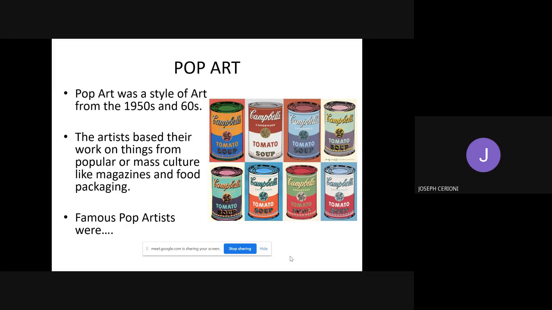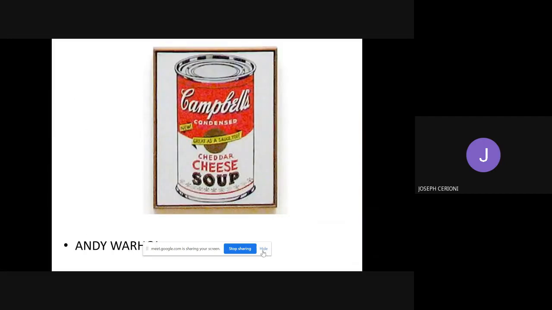So some of the famous artists who you may or may not have heard of. So Andy Warhol is one of the most famous pop artists, who is famous for painting portraits of famous people, such as Marilyn Monroe. But also he would do prints and paintings of soup cans and products. And Campbell's soup was one of his favorite topics.